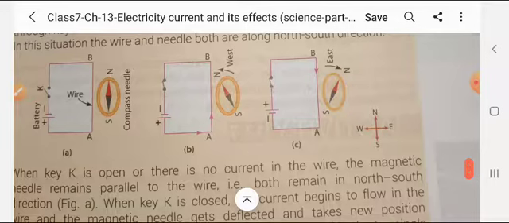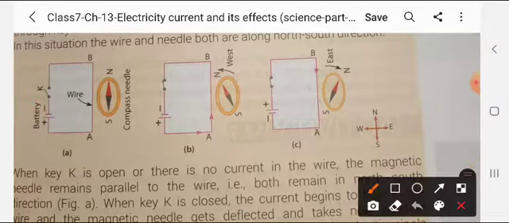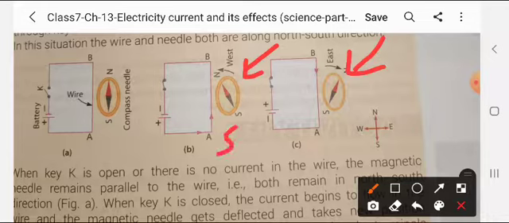Just you can see here, student, here you can see the arrow marking how it is going, and here you can see the arrow marking from north to south, and here from south to north. Here it is going from south to north, and here it is going from north to south. Okay.